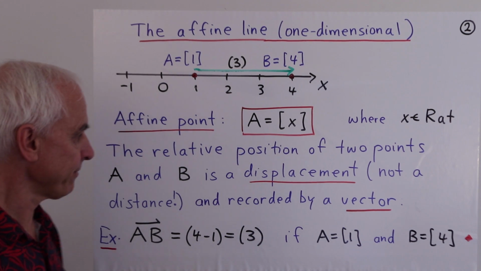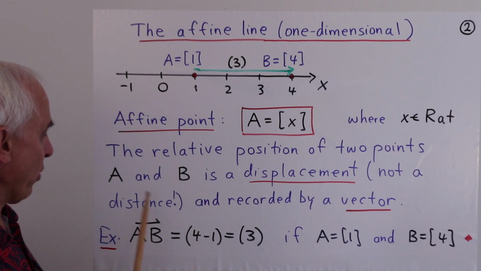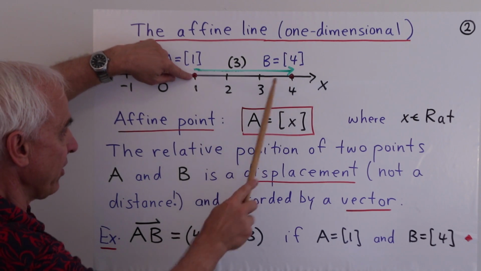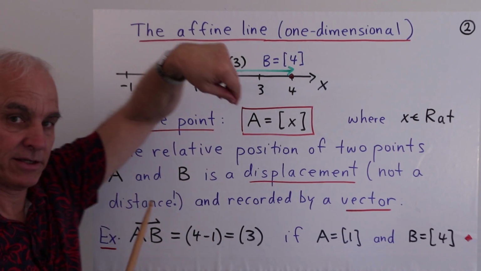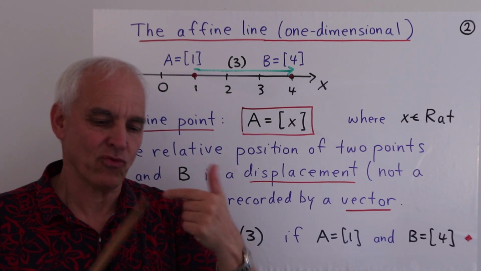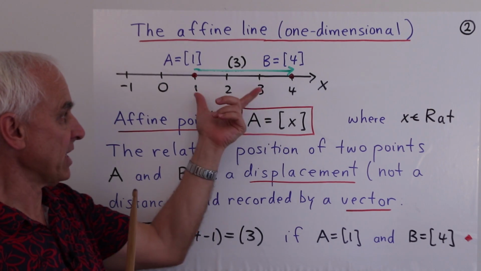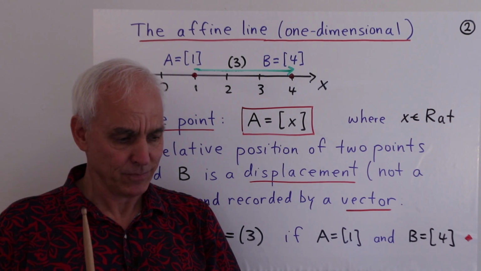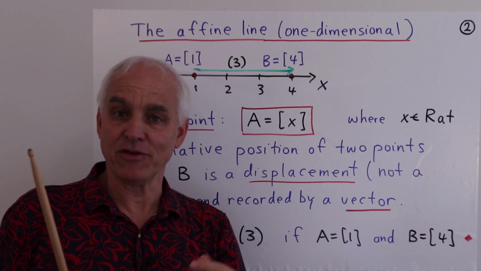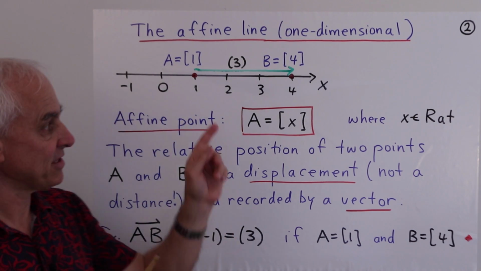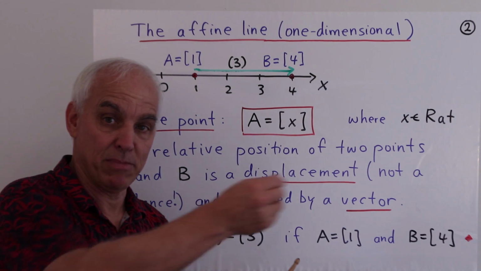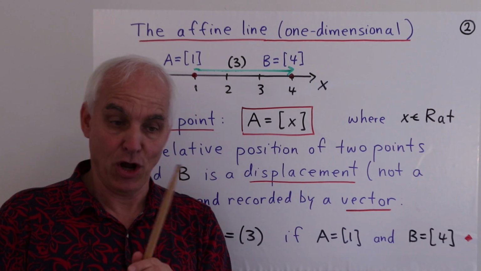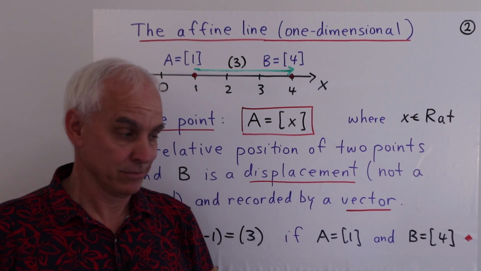Okay, now the relative position of 2 points A and B is a displacement. The relative position here is a displacement, not a distance. It might be tempting to describe the relationship by saying that there's a distance of 3 between them, but we don't want to do that. One of the reasons is because distance by convention is always positive, and we want this displacement to possibly be positive or possibly also to be negative, depending on the direction of the change going from A to B.